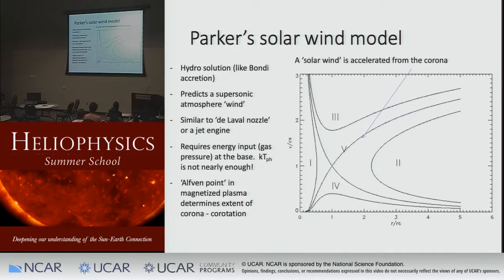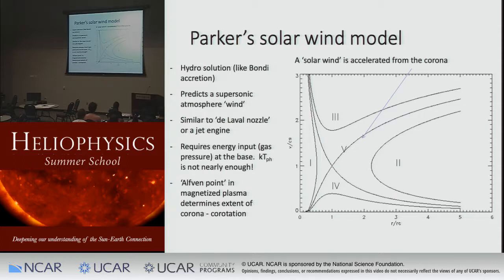This is the distance from the sun in solar radii. I'm sorry, it's in a critical radius, not in solar radii. And he found this family of solutions, and in particular, there's one solution, this solution, which accelerates as it leaves the sun. It passes through this critical point. This is where it becomes supersonic, so the Mach number here is 1. And then it escapes.